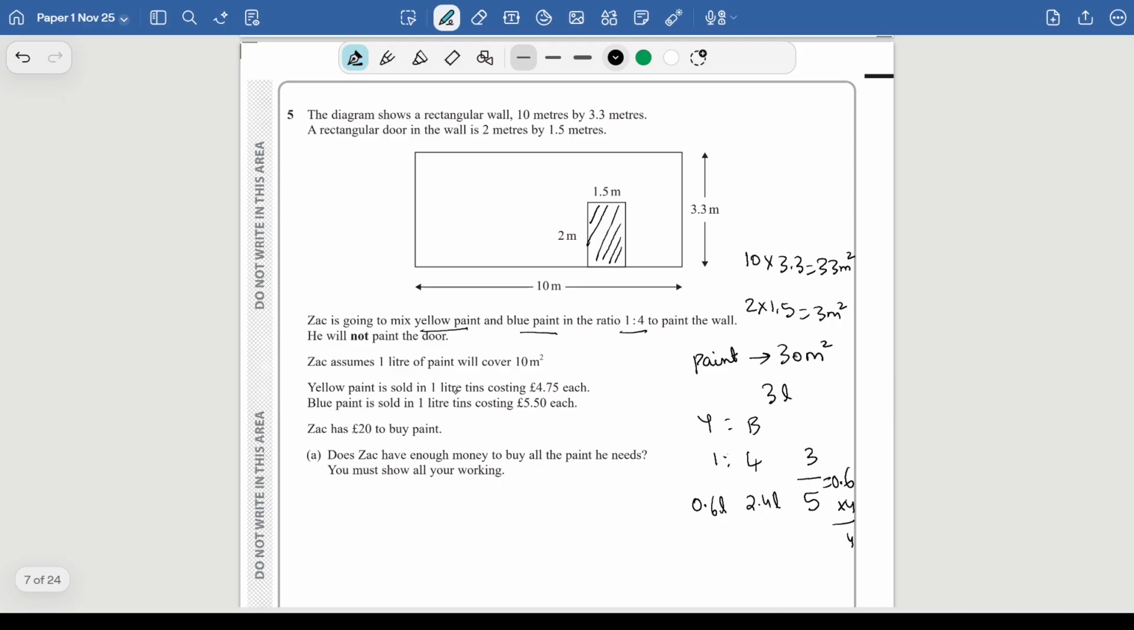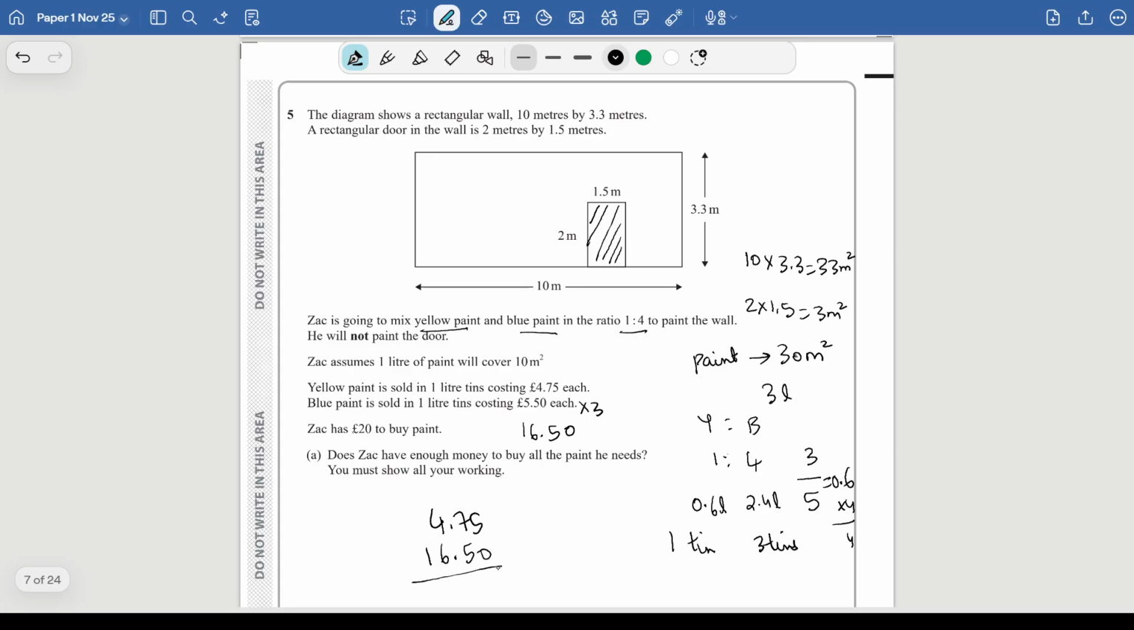Well, we see the paints come in liter tins. So he cannot have 0.6 liters. He needs to buy 1 tin at least to cover yellow paint. And for blue paint, he needs 2.4 liters. So he will need 2 liters plus 0.4, so he needs to have 3 tins of blue. So 1 liter of yellow will be 4.75, and for 3 liters of blue, you need to multiply it by 3. So that's 3 fives is 15, plus 1 is 16, 16.5.